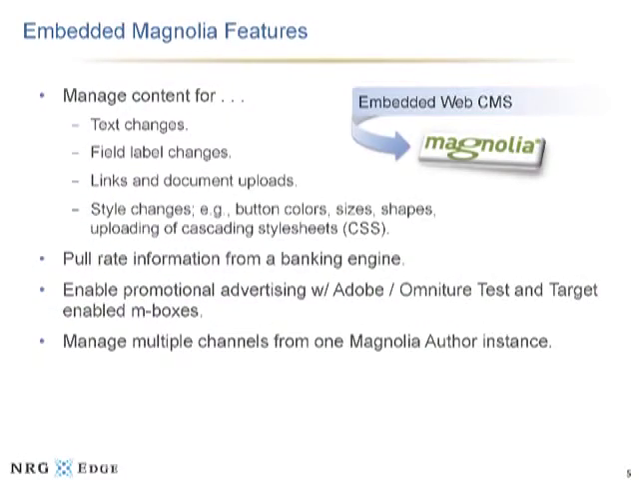All right, so what is it that we manage really with Magnolia? It's the typical things: text changes, field label changes, links and documents, style changes, style sheets. We pull rates from banking engines on the marketing site, which is pretty simple to do. We enable promotional advertising like Adobe, Omniture, and Target. Again, the consistent thread here is that we manage it all through one console.